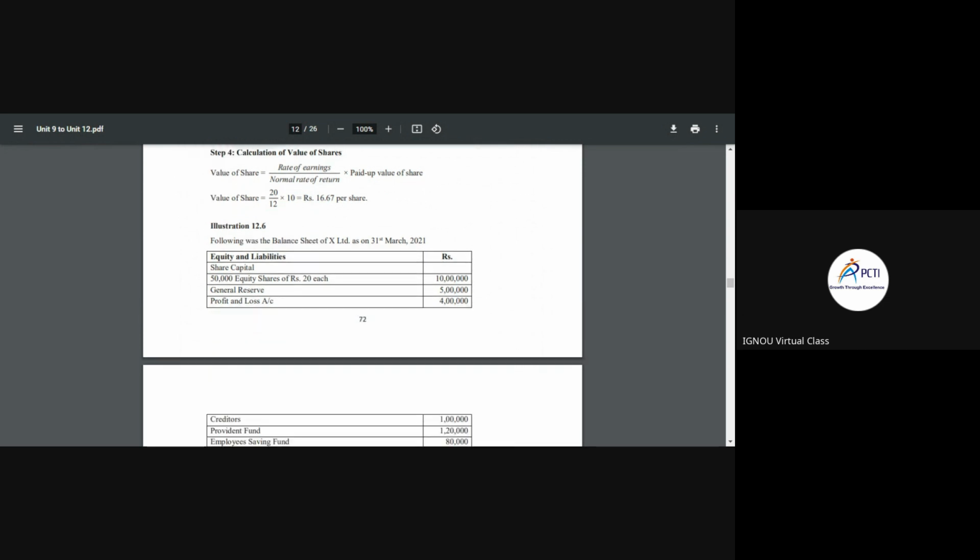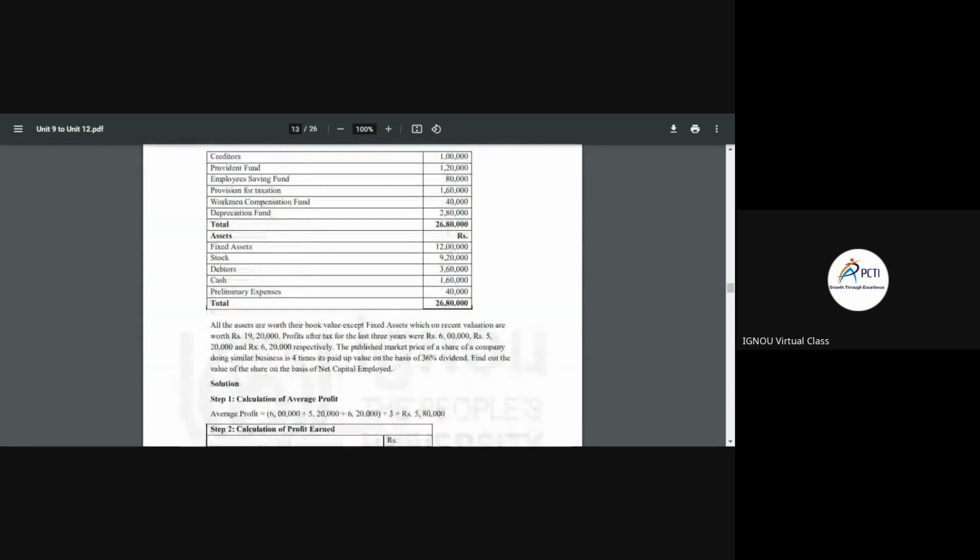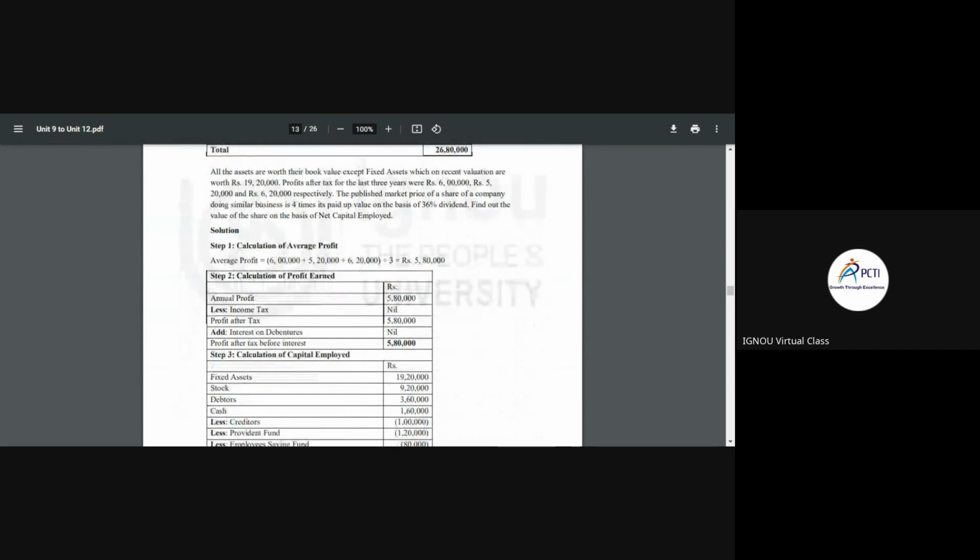Again, we have another illustration in which we have the whole balance sheet and additional information that all the assets are worth their book value except fixed asset, which on recent valuation is worth rupees 19 lakh 20,000. Profit after tax for the last 3 years is rupees 6 lakh, rupees 5 lakh 20,000 and 6 lakh 20,000 respectively. The published market price of a share of a company doing similar business is 4 times its paid up value on the basis of 36% dividend. Find out the value of share on the basis of net capital employed.